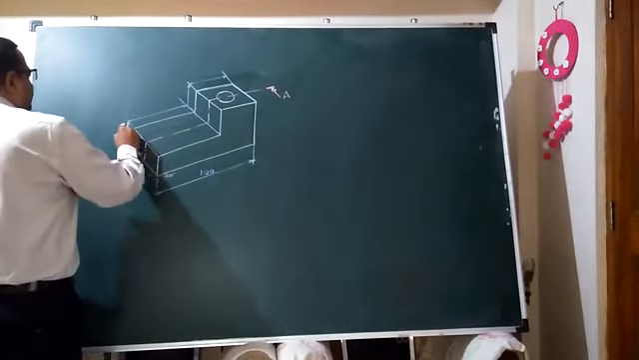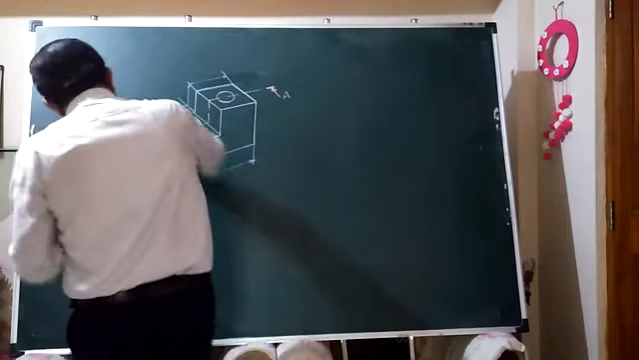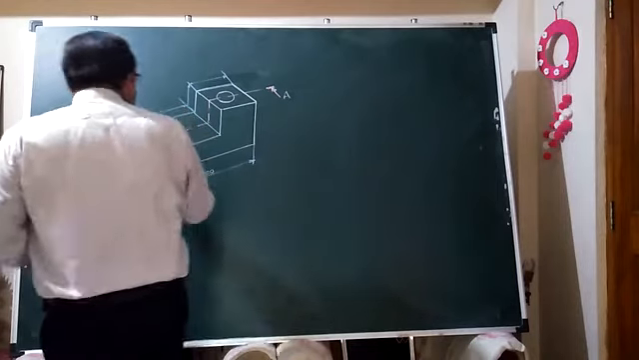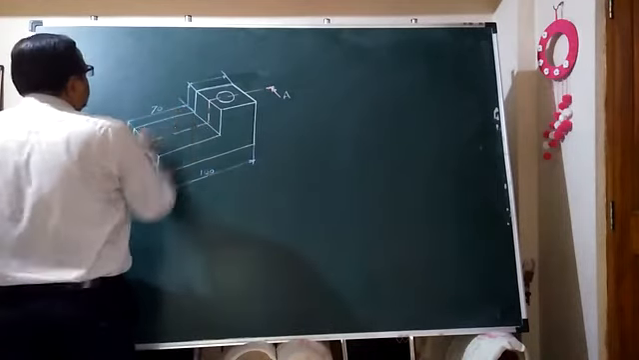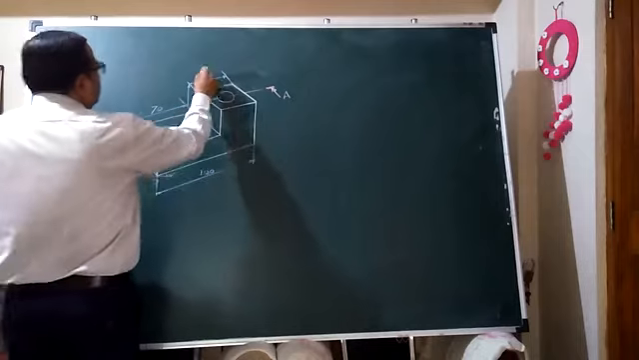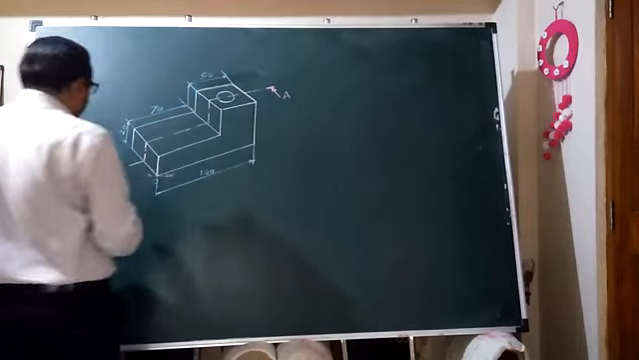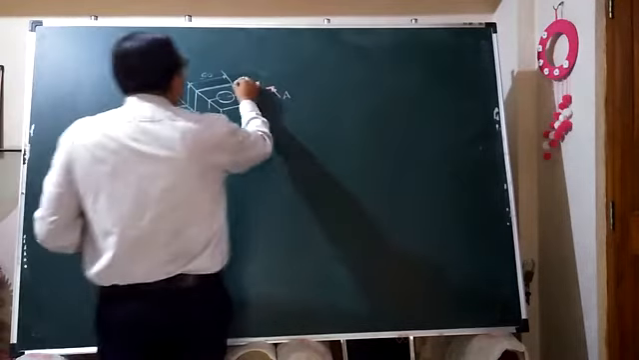Suppose this is carrying 20 mm thickness. This is of 70. So naturally it is 120 minus 70, it is 50. Width again, I will show that width here.